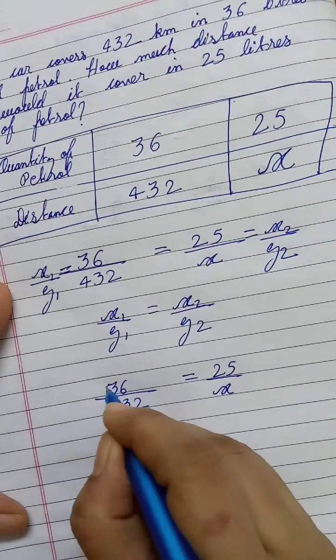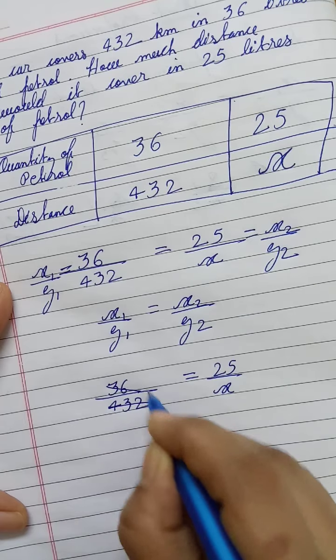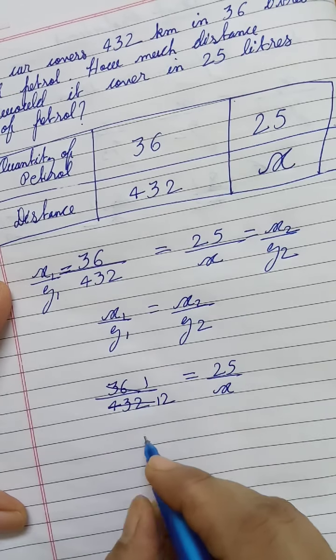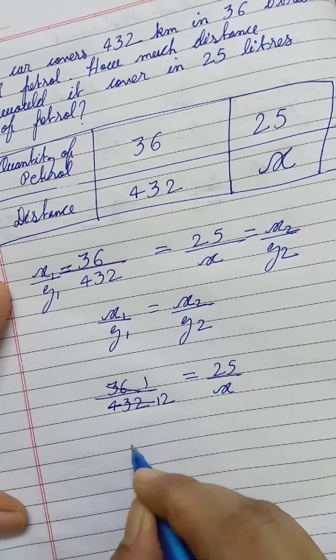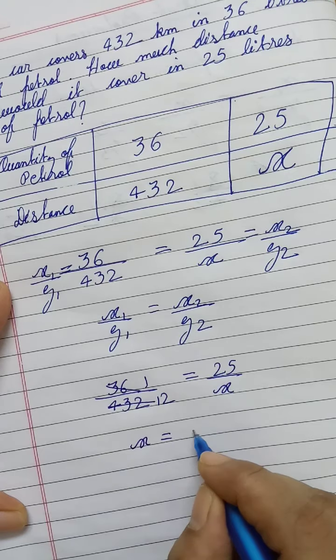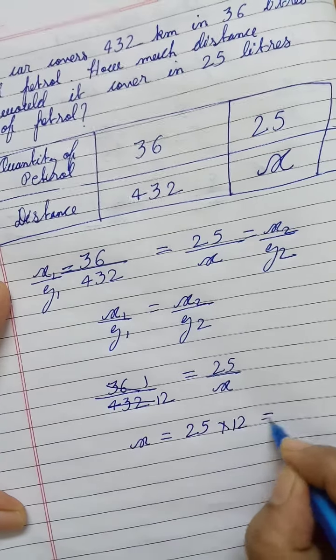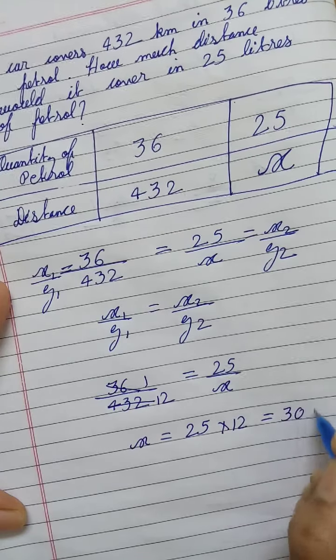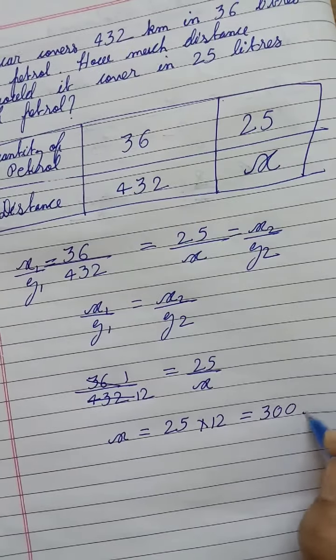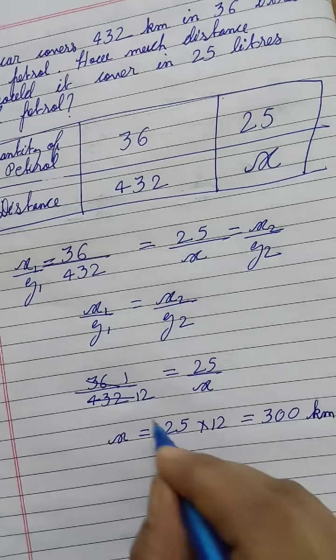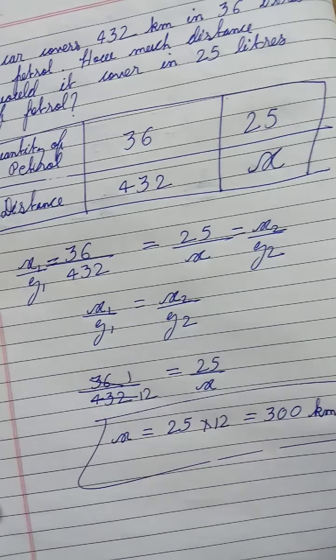So we have 36 and 432. This is 1 by 12. And let's work it out. We have x equal to 25 into 12, which is 300 kilometers. So simple and so easy.